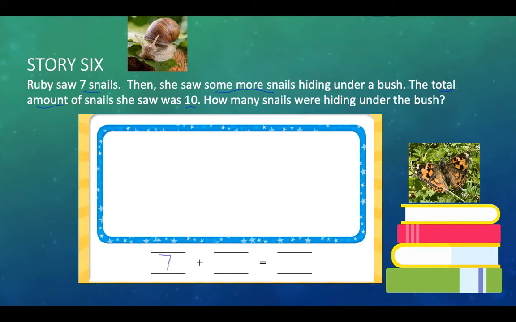Right, you should have drawn 7 snails. That's what she saw. We didn't know how many more, right? So did you put your 10 though? You did know the total amount was 10. So you should have drawn your 7. Right? And then what you'll need to do, of course, is just to keep drawing and counting. So 7, 8, 9, 10. And it took 3 more.